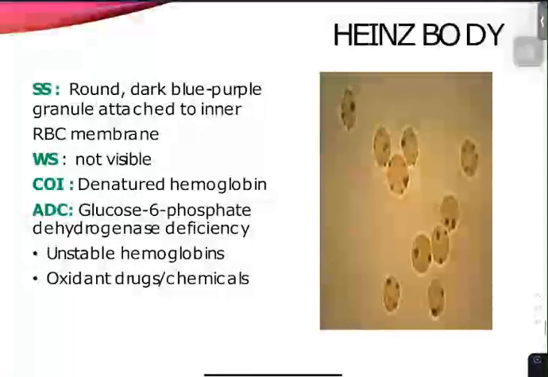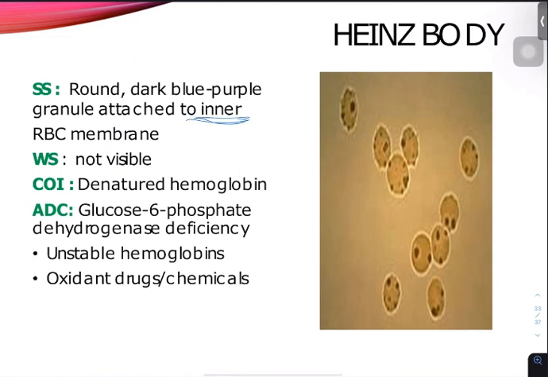Next is your Heinz body. We mentioned this earlier. Round dark purple granule attached to the inner RBC membrane. This is caused by your denatured hemoglobin. Associated diseases: G6PD deficiency, unstable hemoglobin, oxidant drugs or chemicals.